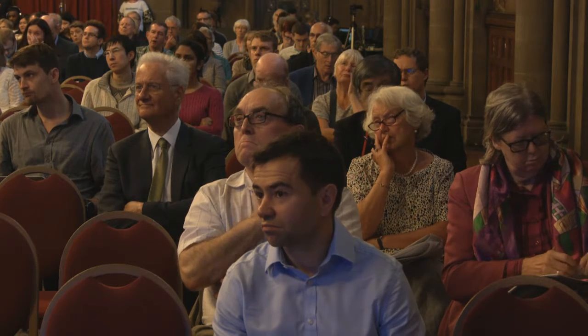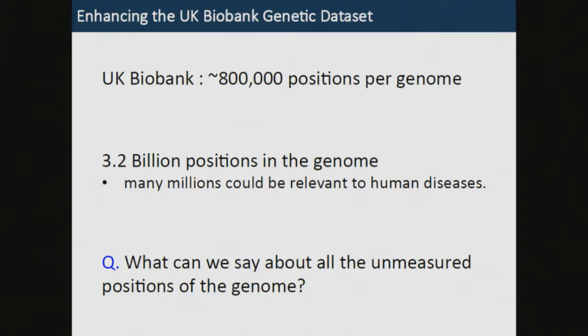So as I said before, just to recap, after we've filtered and cleaned the data, we ended up at around 800,000 positions we've measured. But as I said before, there are 3.2 billion positions in the genome. So one question we have, and this is reasonably routine in my field, is what can we say about all of those other unmeasured positions just by using this small fraction that we've measured?